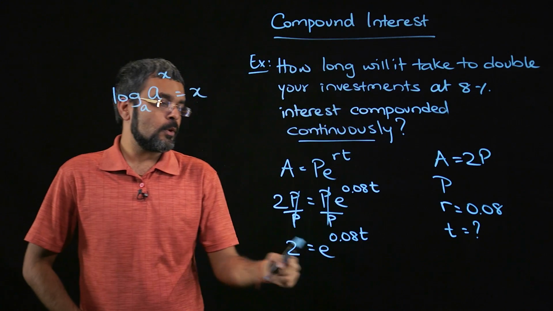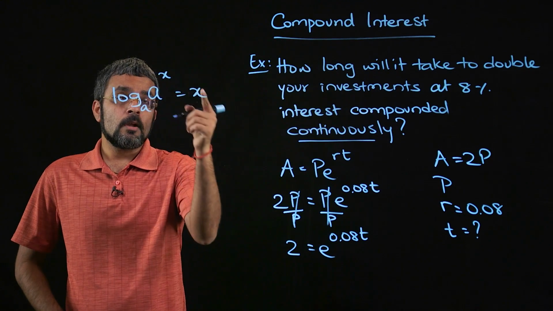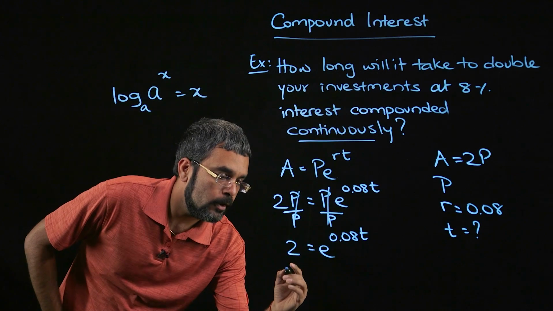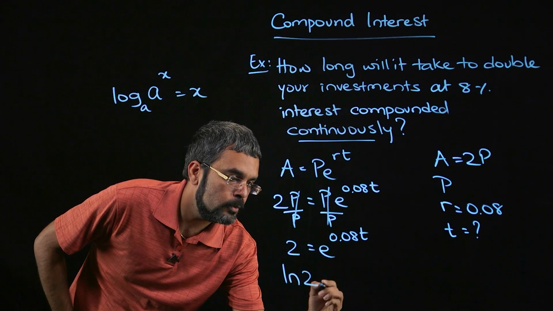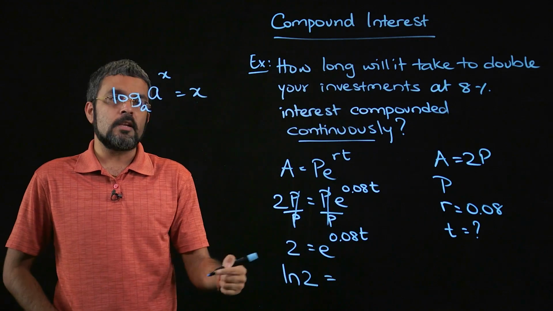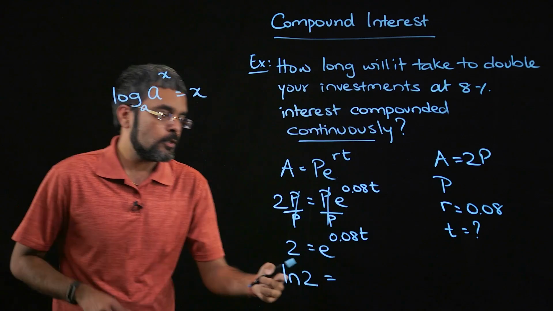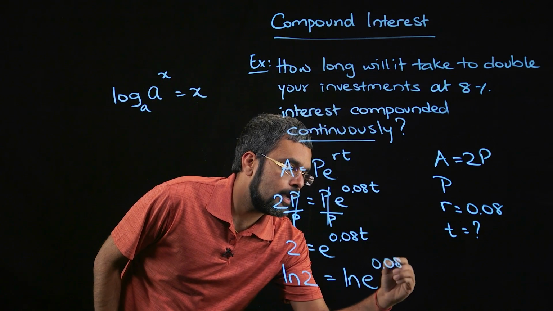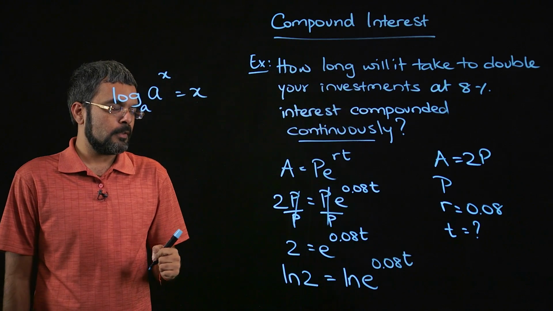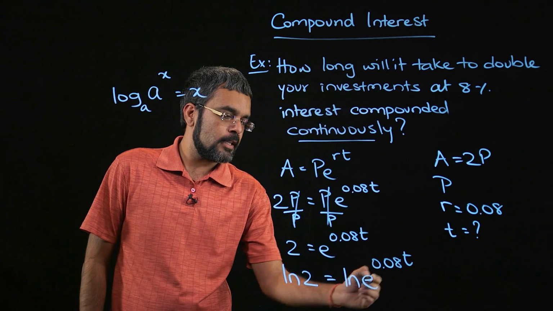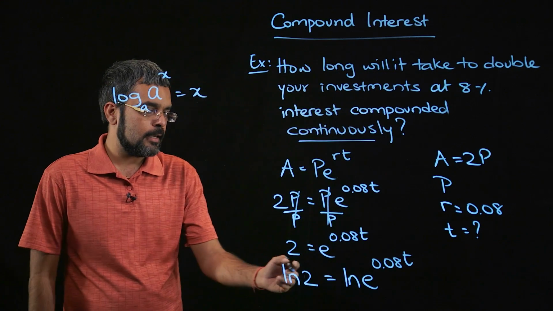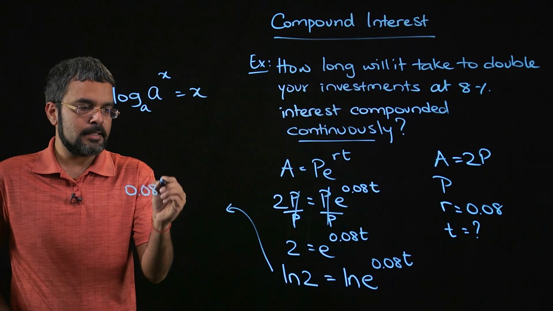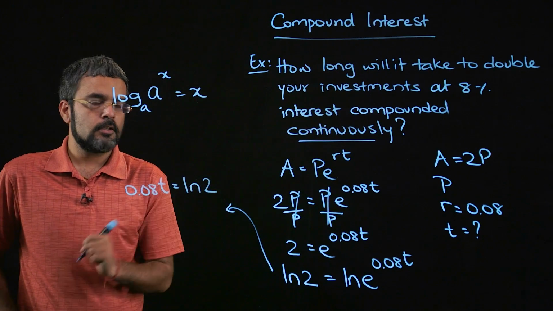And so here, if I take ln on both sides, because my base is e, I get ln of 2 is equal to ln of e to the 0.08t, since if 2 numbers are equal, their log values have to be equal. The ln and the e sort of cancel each other's effect out, and so what I get here is 0.08t equals ln 2.